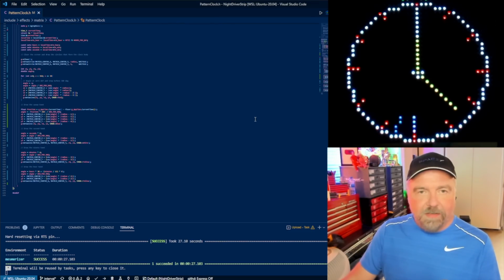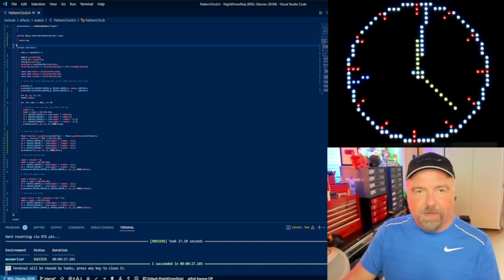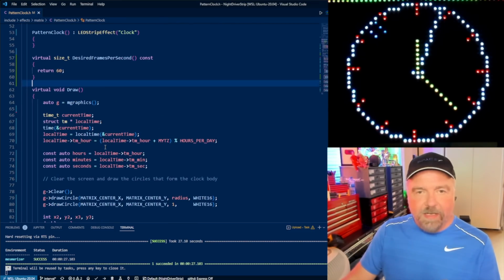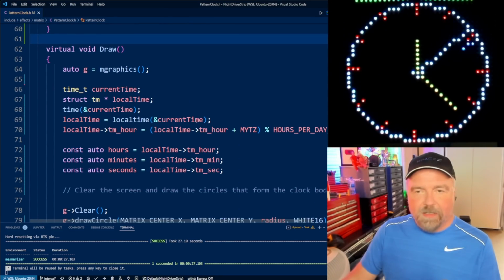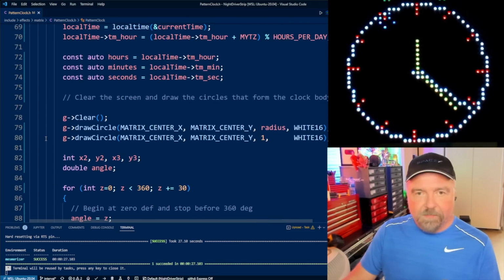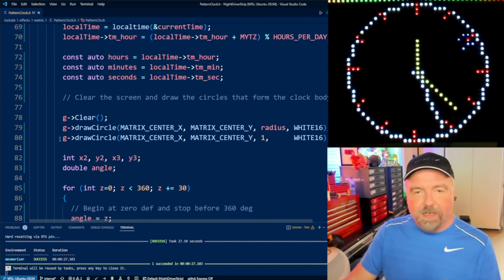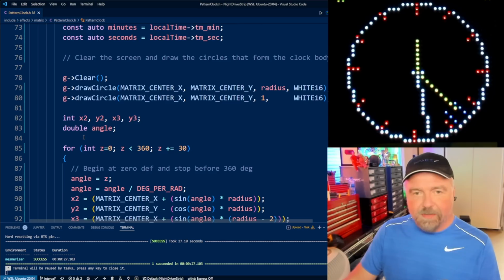I'll zoom out here. This is the entire function. And if we step into it and look at it, it gets the current time. It adds 5, in this case, to the current time in order to get the local time zone. And then it pulls out the hours, minutes, and seconds that we're going to render. It clears the screen and it draws an outer circle, which is the clock body, and an inner circle, which is where the hands mount.